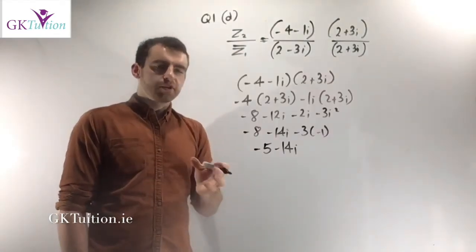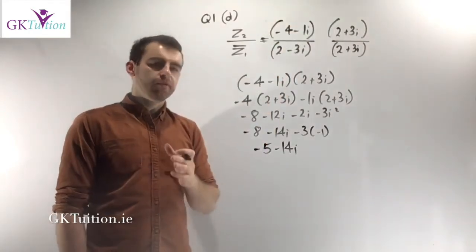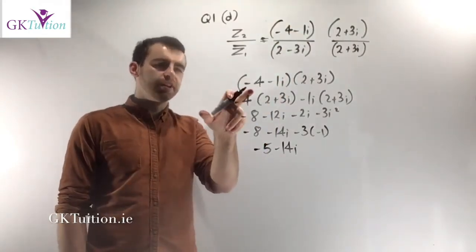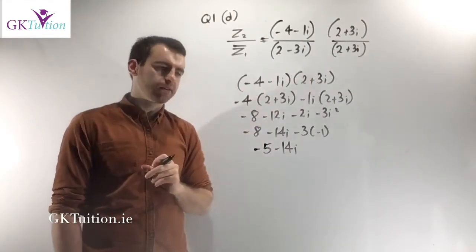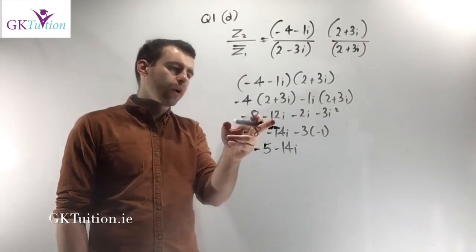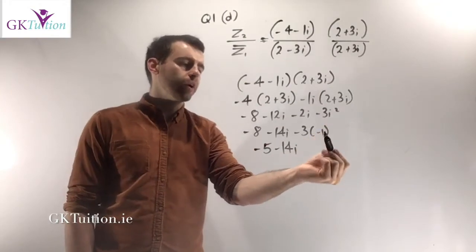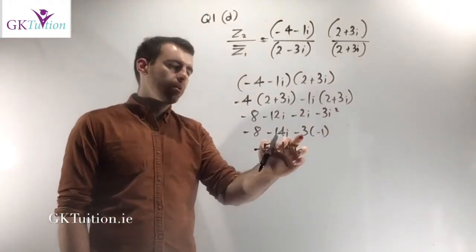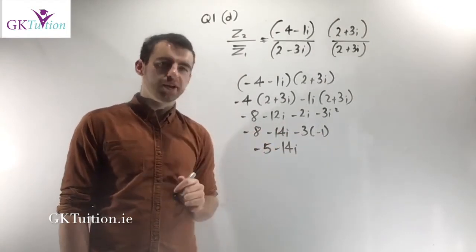So what I've done here is I've just multiplied out the top, minus 4 minus 1i by 2 plus 3i. If you're multiplying out double brackets, it's the first thing in the first bracket by the second bracket, second thing in the first bracket by the second bracket. When I multiplied it out, I ended up with minus 8, minus 12i, minus 1i, minus 3i squared. Remember that i squared is just a minus 1. And now minus 3 by minus 1 gives you plus 3, so minus 8 plus 3 gives you minus 5.